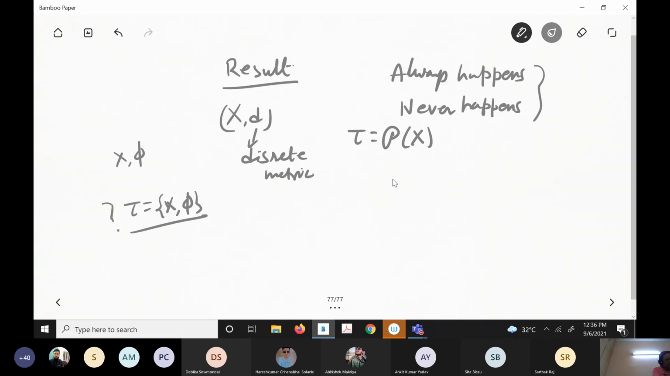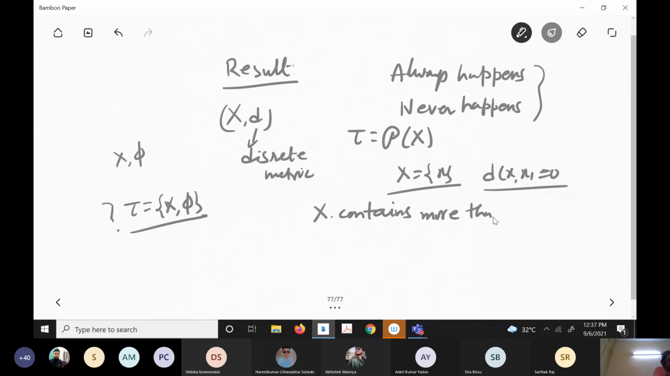Well, if you take only a single point, then this is obviously possible. The metric will be a little bit trivial because you have only one point. That means d(x,x) is zero. Zero metric, then obviously possible. Suppose (X,d) is a metric space and X contains more than one point.